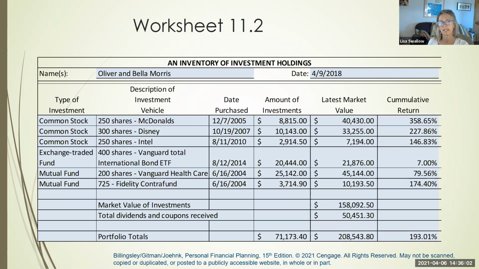Realistically, what do you guys think? If your grandma left you a couple thousand dollars and you bought a couple shares of stock, how often do you think you would want to update your inventory or your holdings? And you might not have the same answer. I'm just asking each of you.